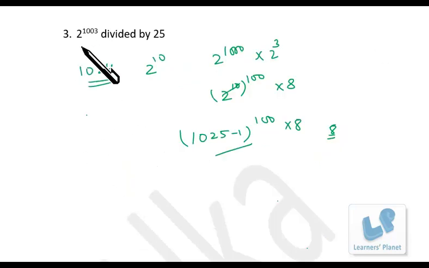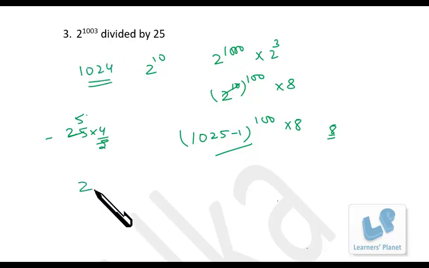I solved this problem earlier: 2 raised to 1003 divided by 25, what is the remainder? Now the same problem I'll be solving using Euler's theorem. So we have to find the Euler number for 25. That is 25 into 4 by 5, 1 minus 1 by 5, since 5 is the only factor of 25. So it's 20. 2 and 25 are co-prime to each other, and the Euler number is 20.